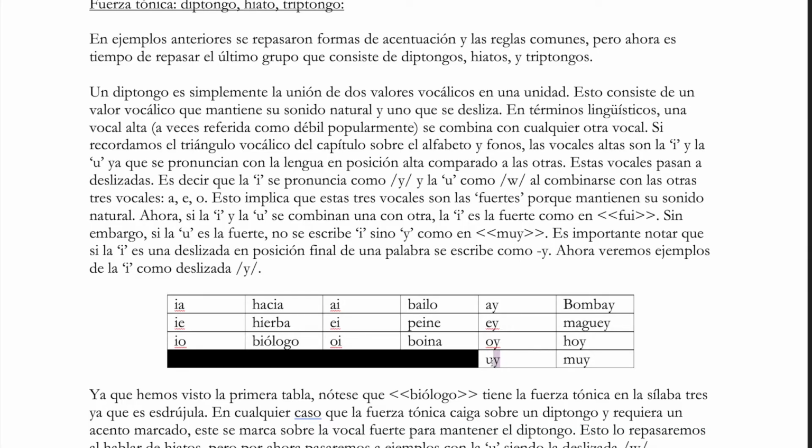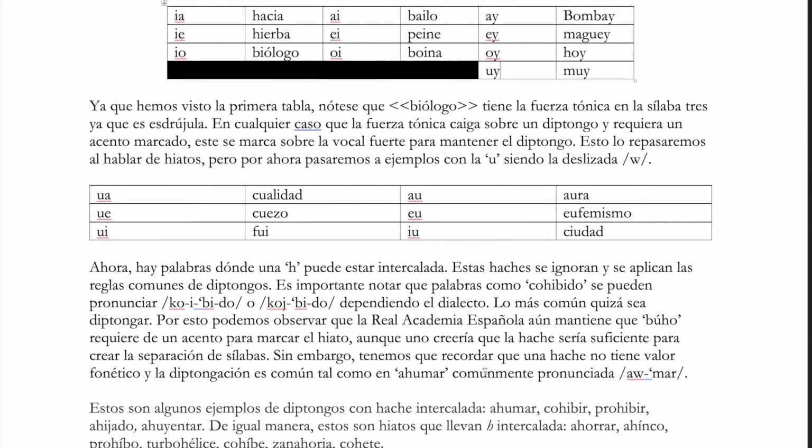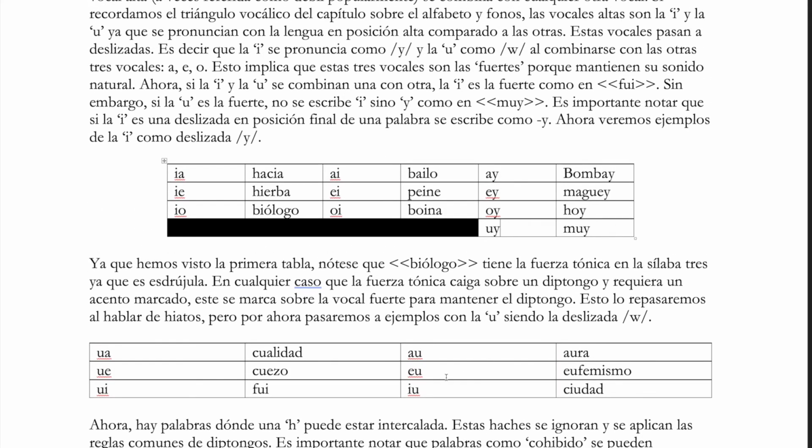Whenever you have the two high vowels together, it will always form a diphthong, regardless of stress or stress marks. The difference is if it's spelt with a Y, the U is going to have its natural sound, U. So this is going to be muy. It sounds U. But if the Y were to be spelt as an I, then the I has its natural sound, and the U will be the glide.